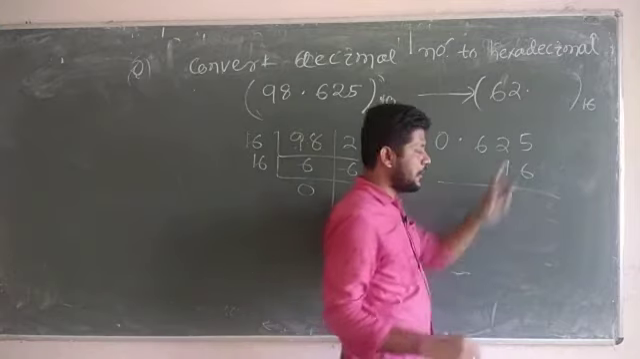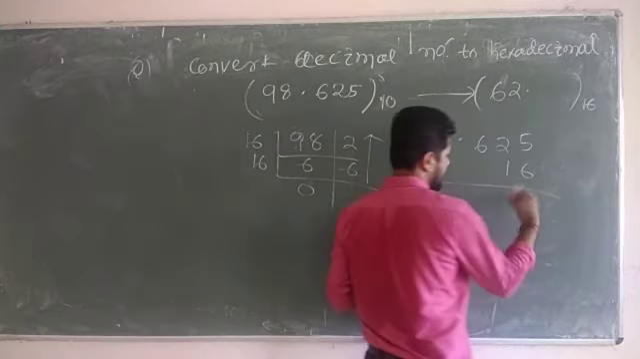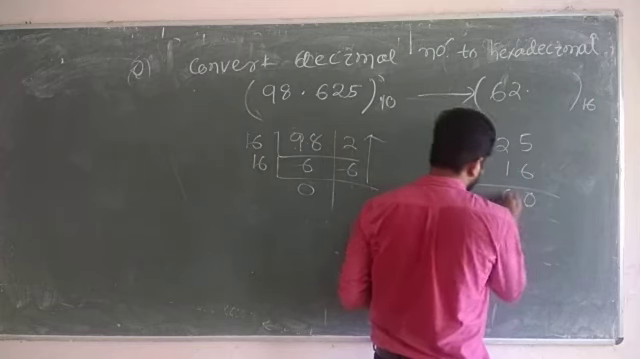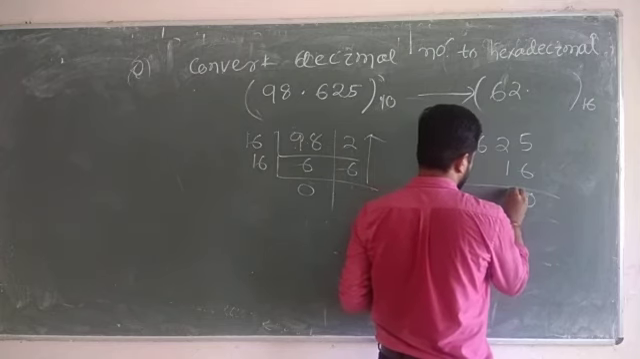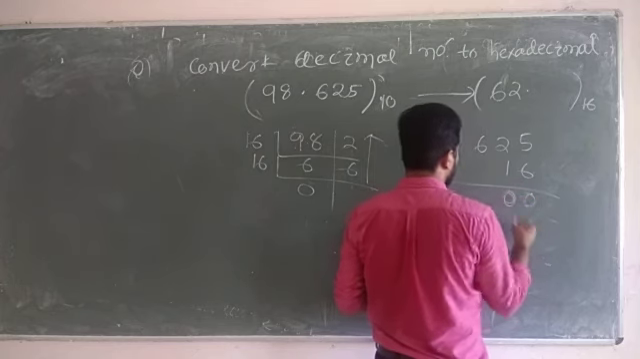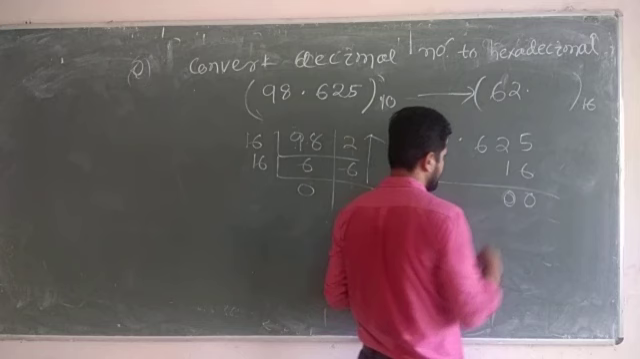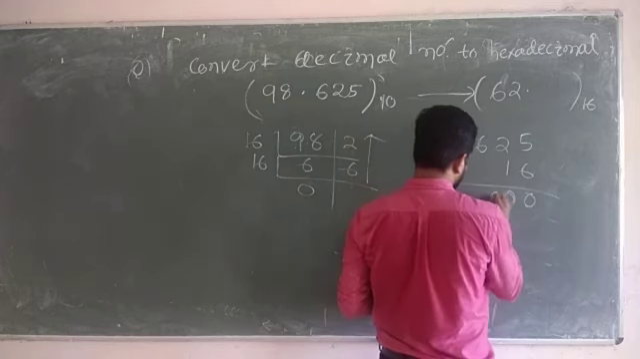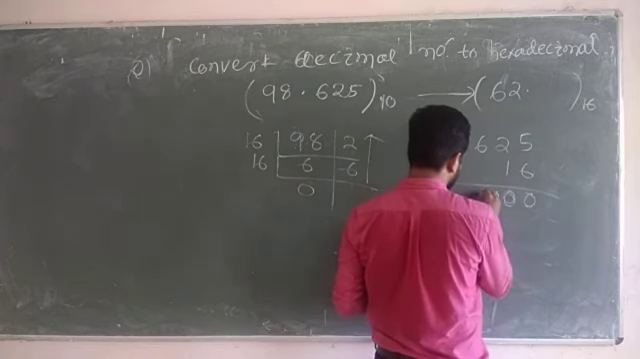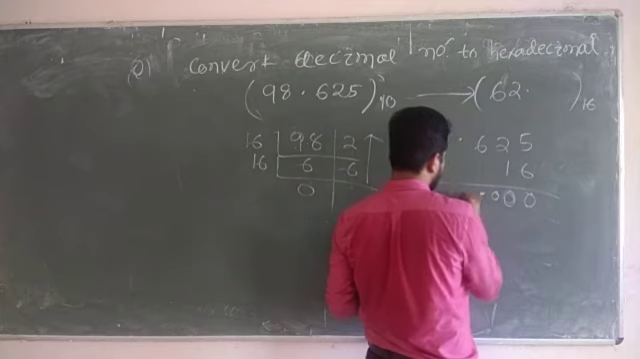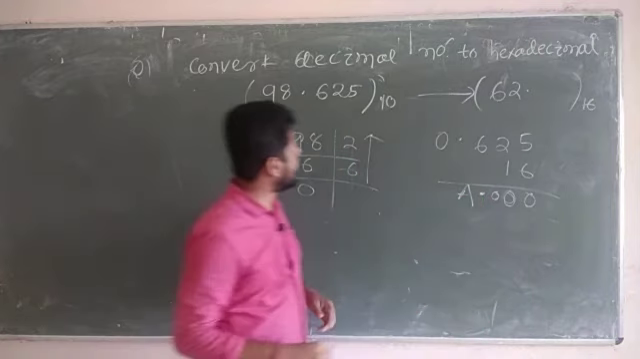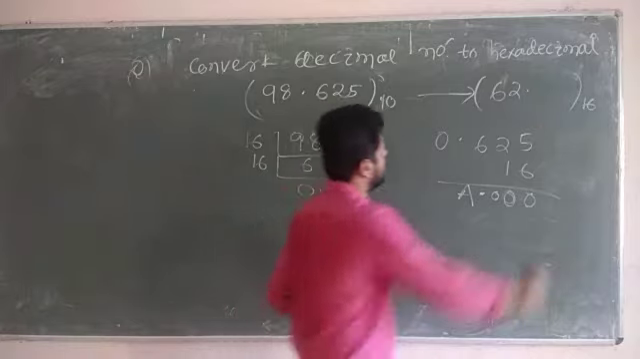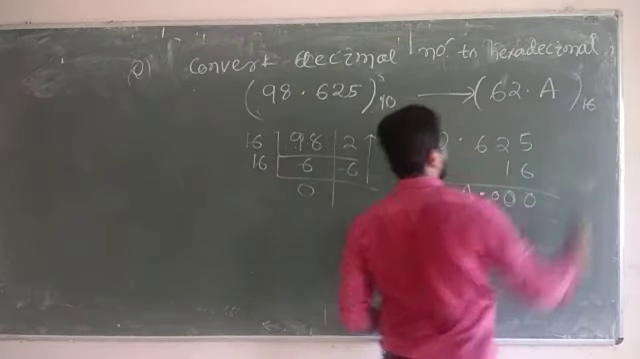So 16 into 5 is 80, that is 0, keep 0 and take 8 common, 16 into 2 is 32 plus 8, 40, 0 into 4. 16 into 6 is 96 plus 4, that means 100. So keep that 0 point, the remainder is 10, so we can write here A. A stands for 10, so the answer is 62.A.